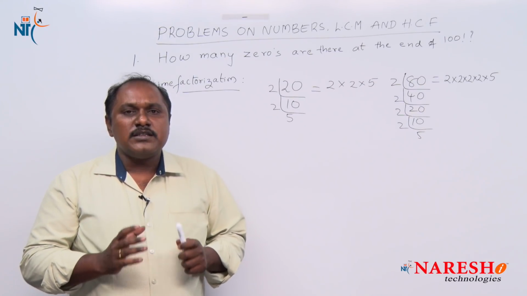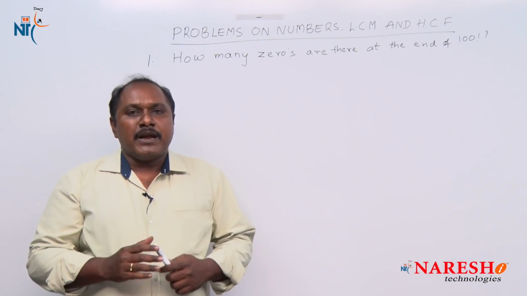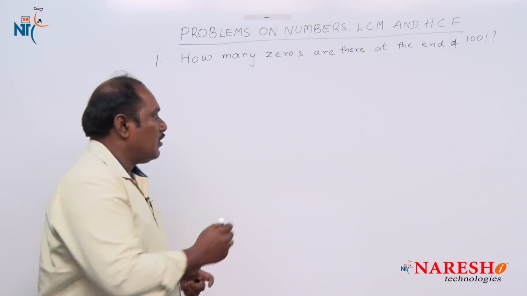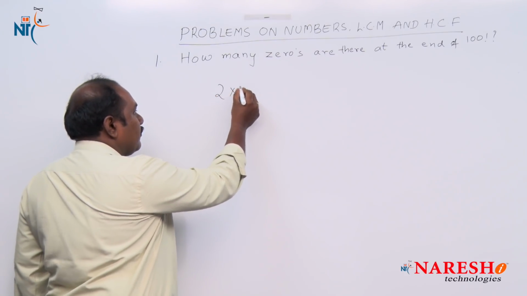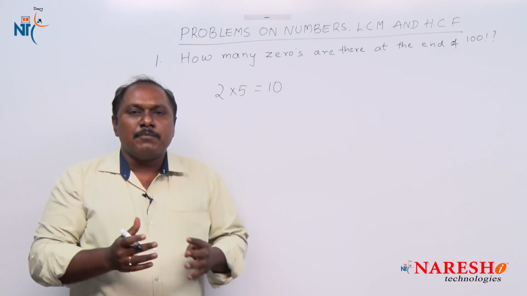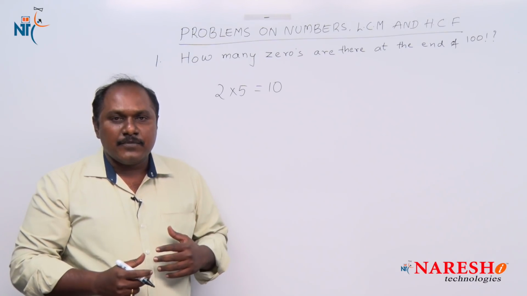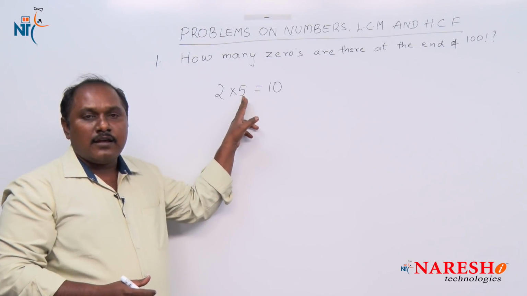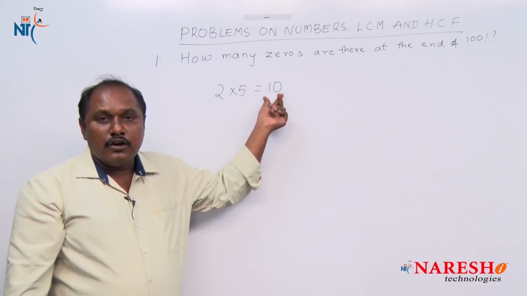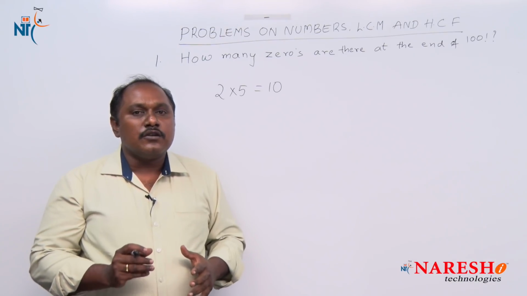Now along with this, let's take a small example. Product of which two prime numbers will give us a 0 in our answer in the end? Definitely it is 2 into 5. 2 into 5 is 10. If we multiply any other prime numbers other than 2 and 5, we don't get a 0 in our answer in the end. So the product of a 2 and a 5 will result in a 0 in the answer in the end.